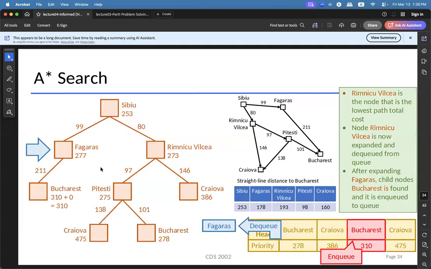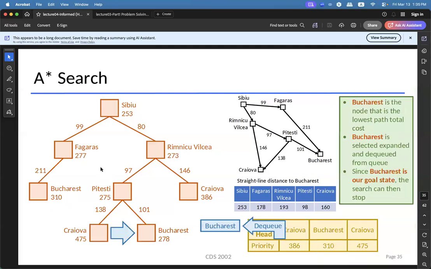Okay, and because this Bucharest node is 310, we add it right here, between the two costs in the priority queue. Next time we will expand the Bucharest node, because the Bucharest with the cost of 278 is the smallest cost node. So we expand it, and because it is the goal state, it stops right here.